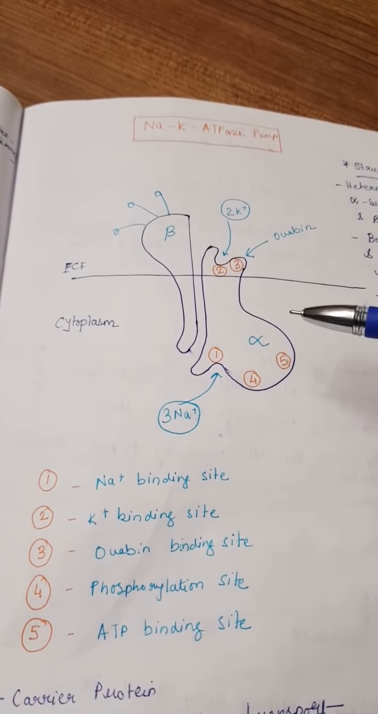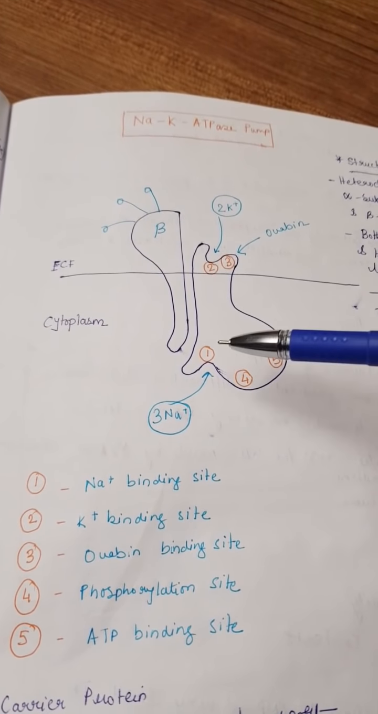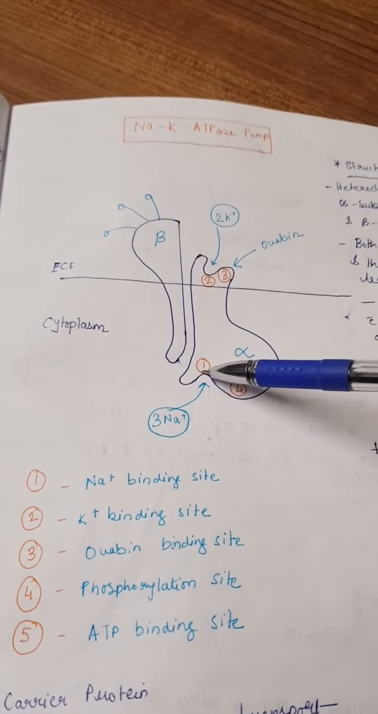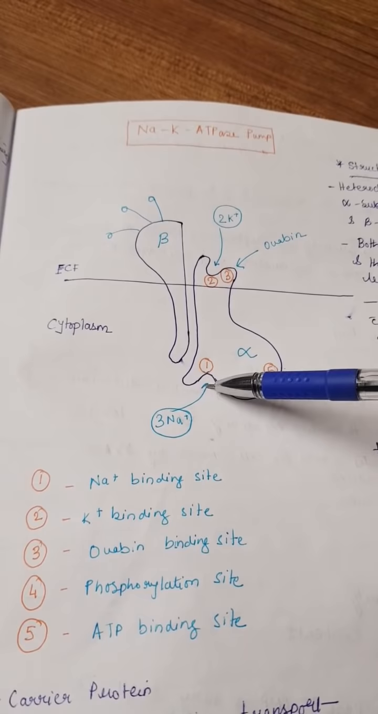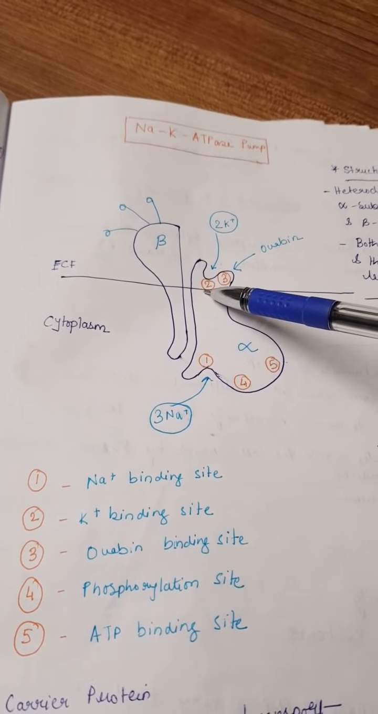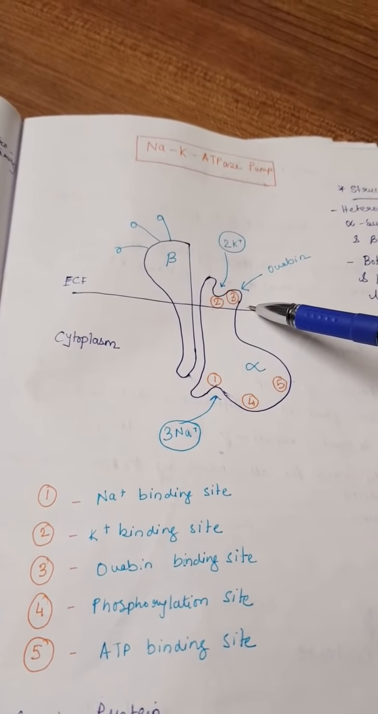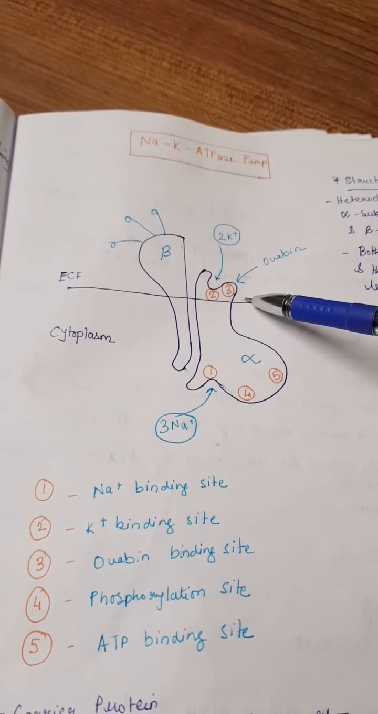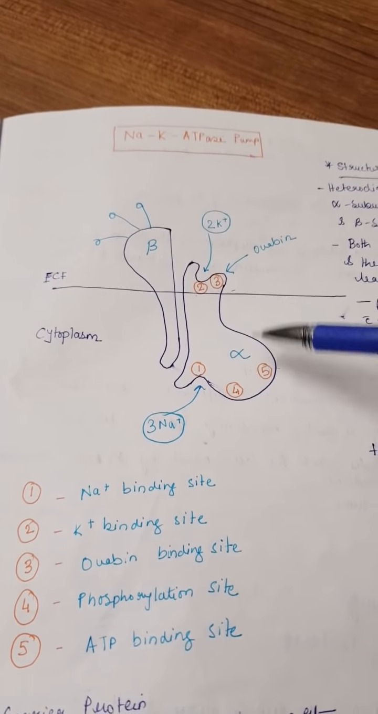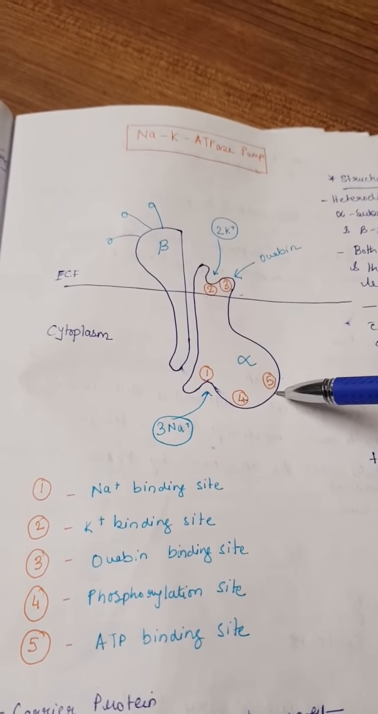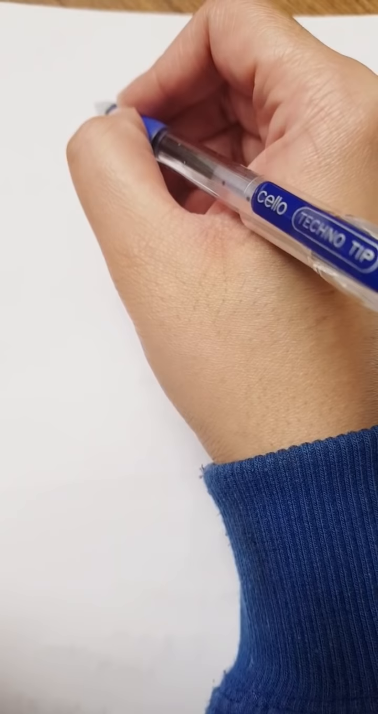Here we see the alpha subunit has 5 sites: 1, 2, 3, 4 and 5. Site 1 is the sodium binding site, 2 is the potassium binding site, 3 is the ouabain binding site. Ouabain is basically a glycoside which inhibits the sodium potassium ATPase pump. Site 4 is the phosphorylation site and 5 is the ATP binding site. So what is happening when 3 sodium, okay, it's clear?